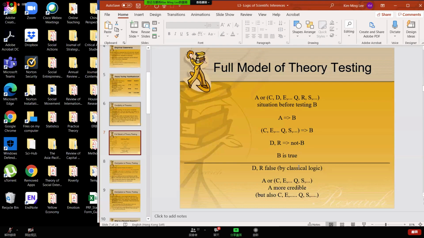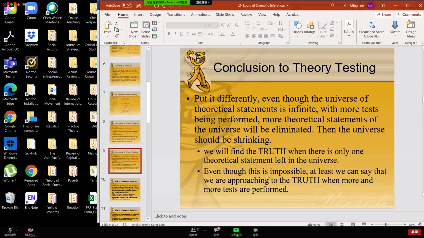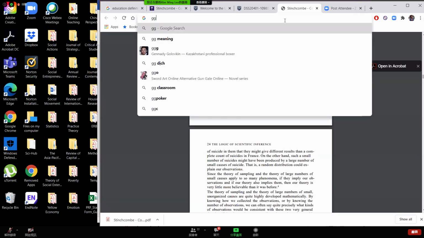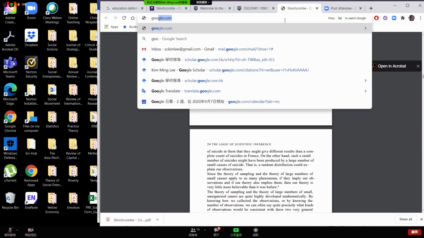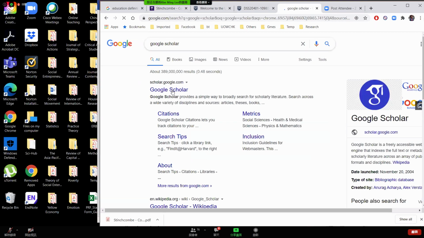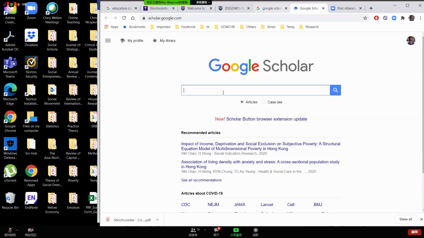So what you know from the question is that what caused divorce is your dependent variable, the ultimate effect you want to explain. So how can you do it? You can do your literature review. For example, you can go to the library, the e-library, and try to find out what happens. But the easiest way, if you're at home, is to use Google Scholar. You just type what caused divorce.